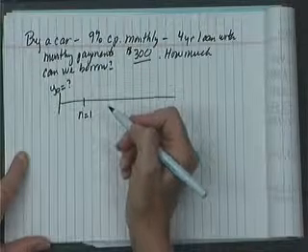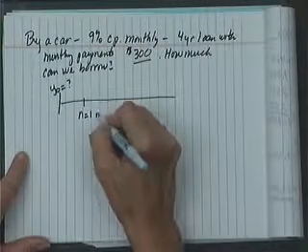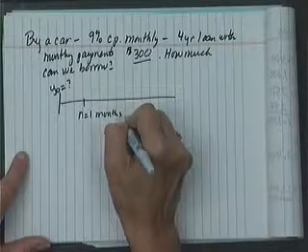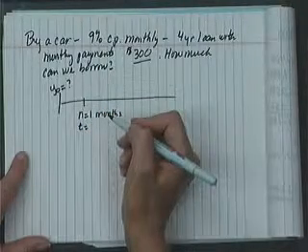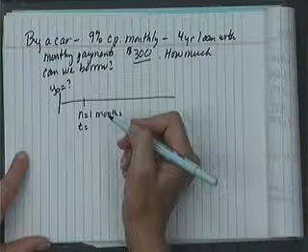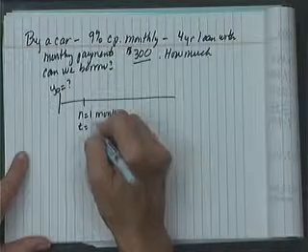N is in terms of what? Months. So when you're looking for a T, how are you going to write T? How do you express your time? 1/12.